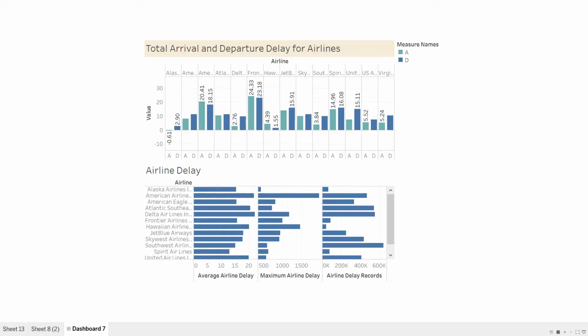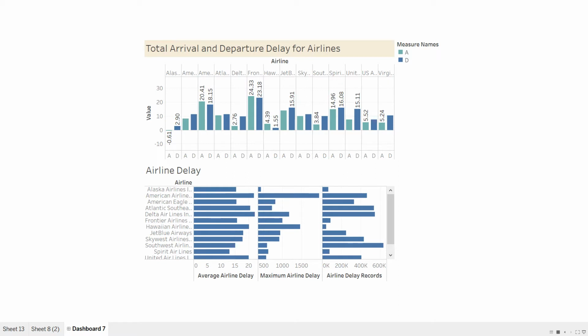In this part, I would like to analyze the total arrival and departure delay for airlines and the total airline delay. In the top graph, we can see the average of arrival and departure delay for each specific airline. The green bars represent the average of arrival delay values, and the blue bars represent the average of departure delay values for each airline.